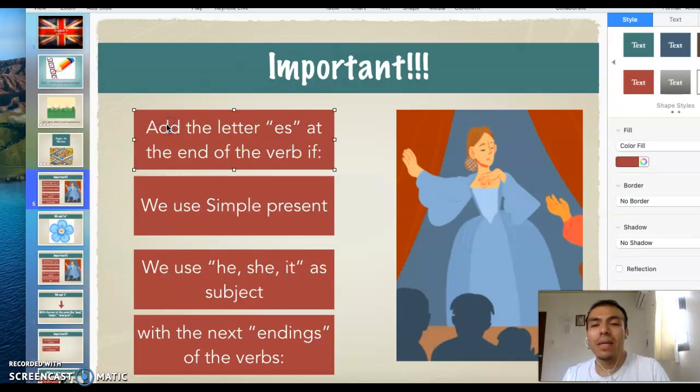Add the letters es at the end of the verb if we use simple present, number one; number two, we use he, she, it as the subject; and number three, with the next endings of verbs. I'm going to repeat, it's important. We add the letters es at the end of the verb if we use simple present, with he, she, or it, and with the next endings.